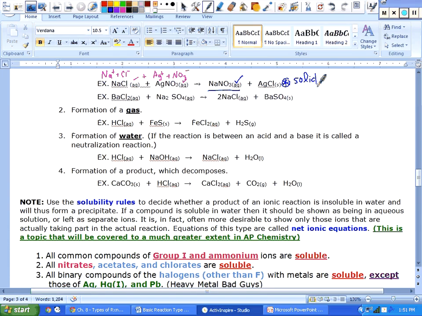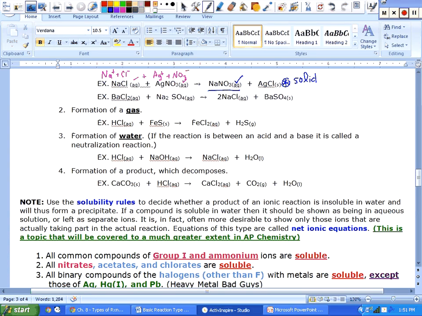All chlorides are, read the rule, soluble unless with who? Silver, mercury, or lead. What is Ag? That's why it's a solid. Does that make sense? Tell me now if it doesn't. Those are the only three rules you need to know.